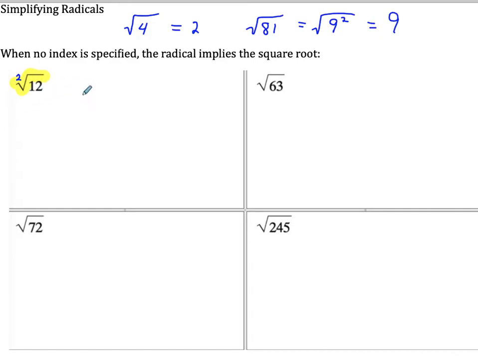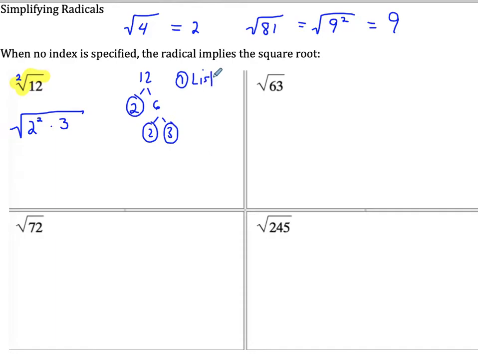So here's what I'm going to do. The first thing I'm always going to do is make a factor tree. So 12 I can think of as 2 times 6. 2 is prime, so I'm going to circle it. 6 I can think of as 2 times 3, and those are both primes. So now I'm going to write out the square root sign, and I'm going to list in here my factors. So I have 2 squared times 3. So just to give those some steps, step one was to list the factors.